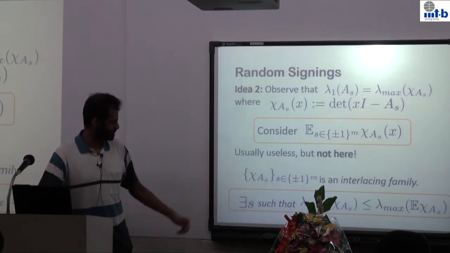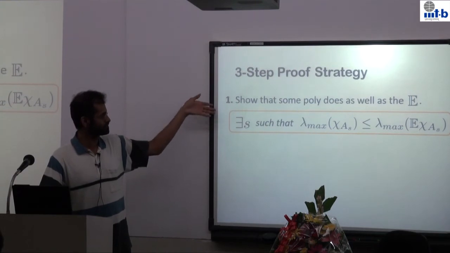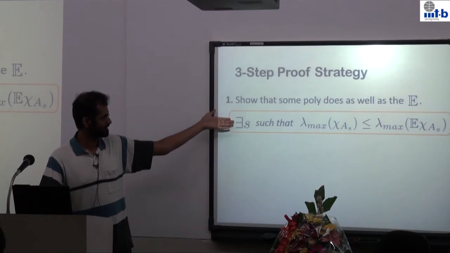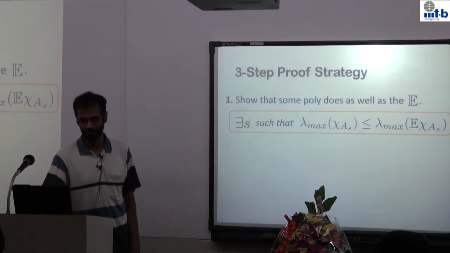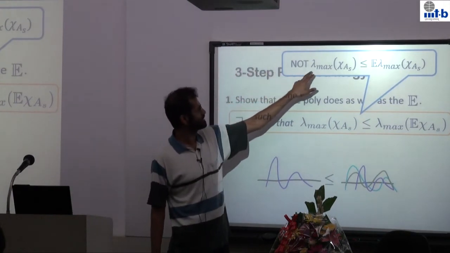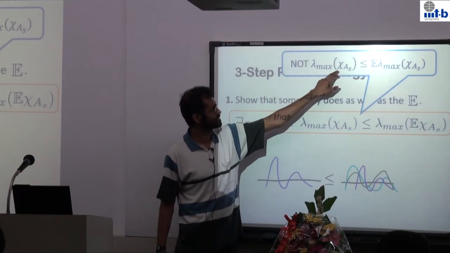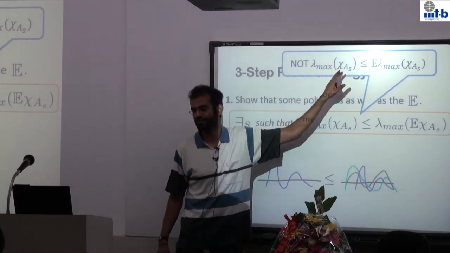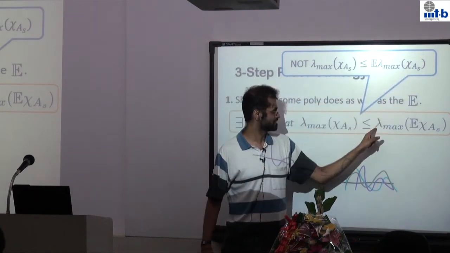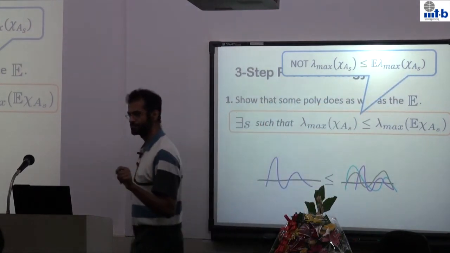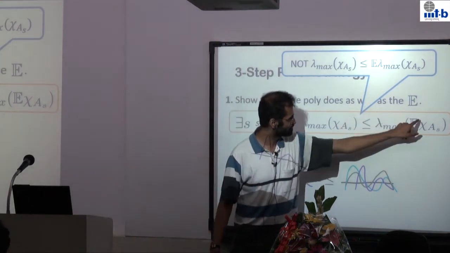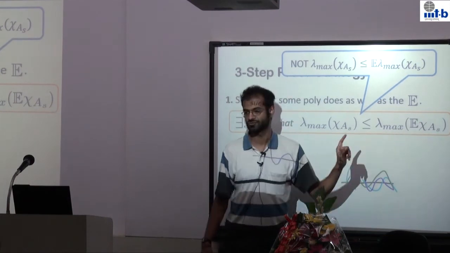Okay, so given that this is what I'm going to do, there's a clear proof strategy. First is to prove what I just claimed: that there exists one signing s so the largest root is at most the largest root of the expected polynomial. I want to reiterate that this is very different from the usual averaging arguments, where you say that there exists one polynomial so the largest root is at most the expected largest root. This is a trivial statement about averaging numbers, right? What I've done here is put the expectation inside the largest root function. The whole content is that I'm able to average coefficients and reason about roots.